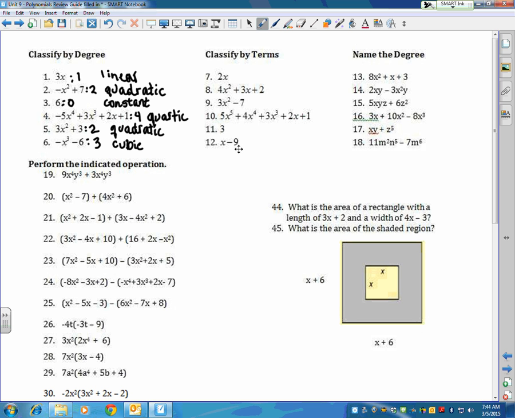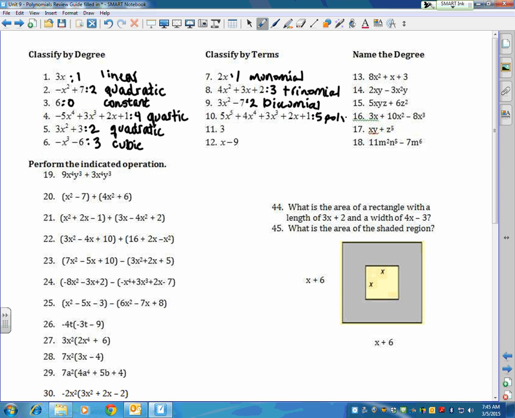Okay, when we classify by the number of terms, you take a look at everything, you count the things that are between plus or minuses, and you only count one term here, so that is called a monomial. Here you have 1, 2, 3 terms, and we call that a trinomial. Here you have 1, 2 terms, and we call that a binomial. We have 1, 2, 3, 4, 5 terms. Anything over 4 terms, we just call it a polynomial.